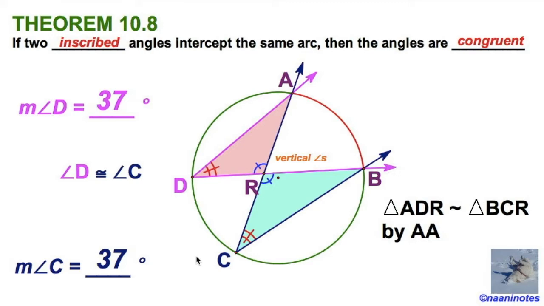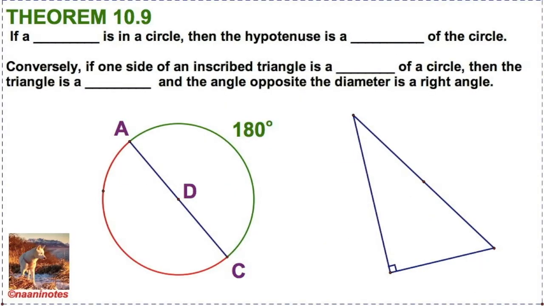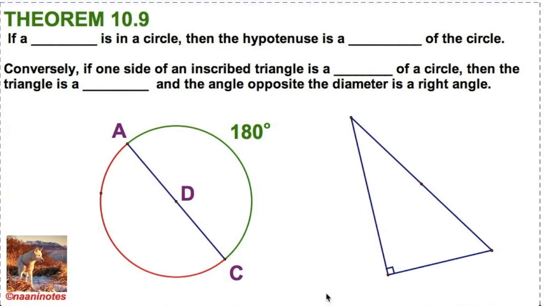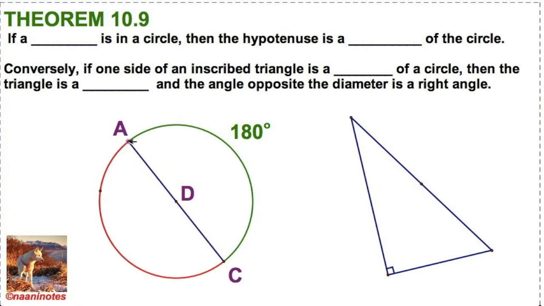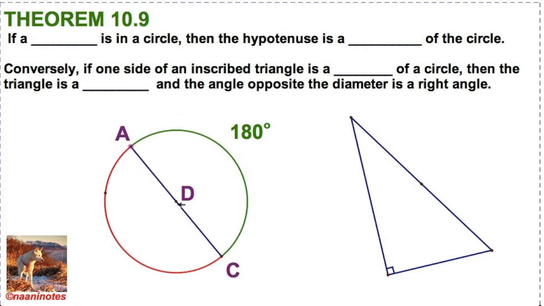So we've got two more for our little worksheet here, and we're just filling in the blanks on our theorems. 10.9. Oh, this is a fun one. I've got two different drawings for you. I will tell you straight up, this is a diameter. AC is a chord that passes through the center D.